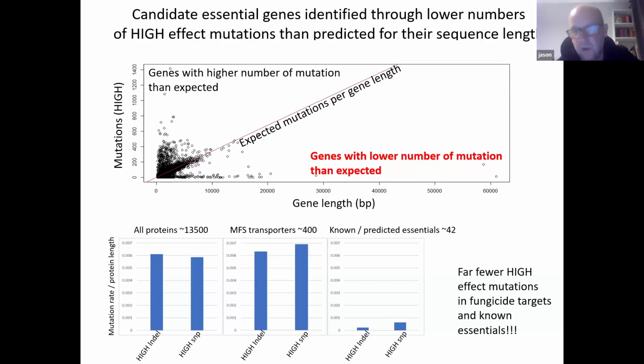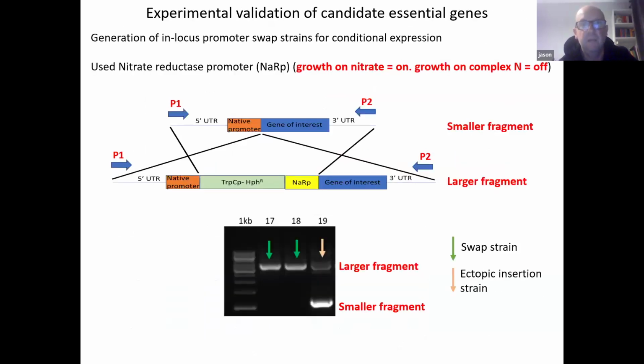But when we looked at the known and predicted essentials and current fungicide target genes, these genes came out with much lower levels of UV-induced mutations. So our original idea for what we tried to do seems to have worked. But we've gone on since then to do some experimental candidate validation of these candidate new essential genes.